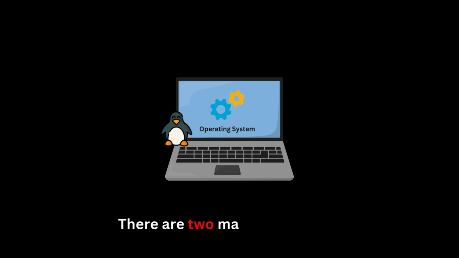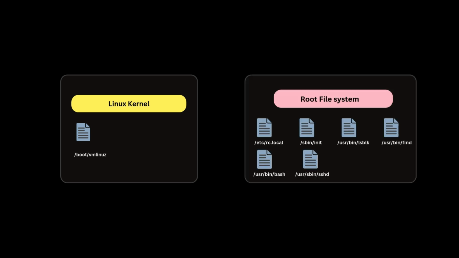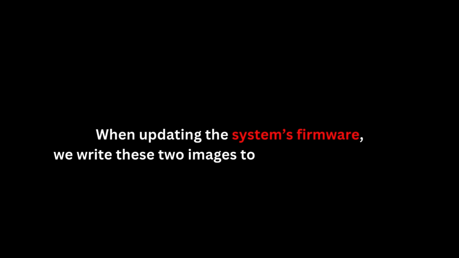Each partition, or even the whole disk, can be copied as an image file. An image is like a snapshot of the disk, capturing all the data, including the empty space. For most embedded Linux systems, there are 2 main image files, the kernel image and the root file system image. When updating the system's firmware, we write these 2 images to the correct partition.